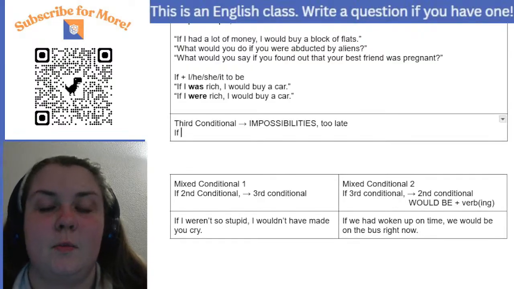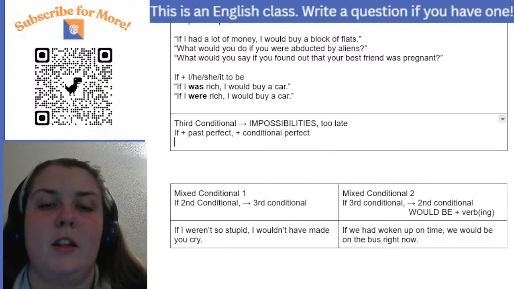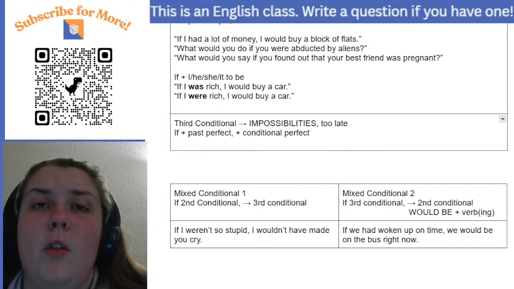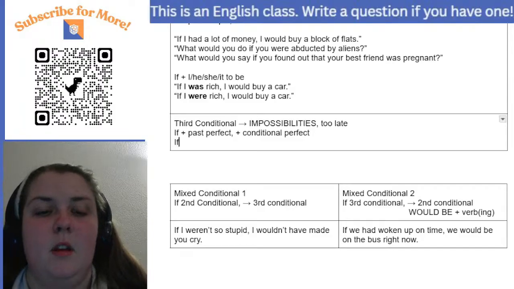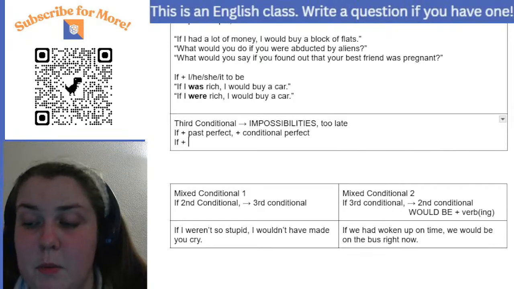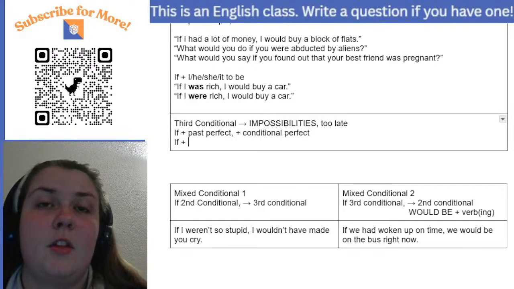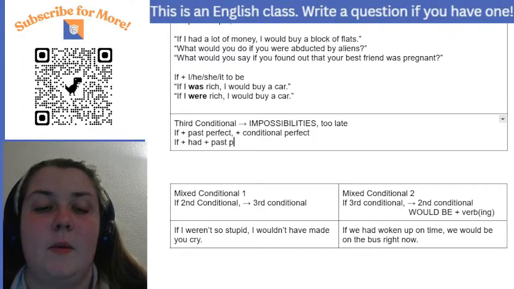Okay, so let's see. If with the past perfect, then with the conditional perfect. Now you might be looking at that and thinking, Emily, I don't know what the past perfect or what the conditional perfect mean. So let's go into a bit more detail. Now, the present perfect goes with have and a past participle. The third conditional is the past perfect. So it's had and the past participle.